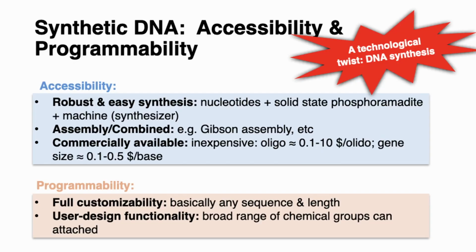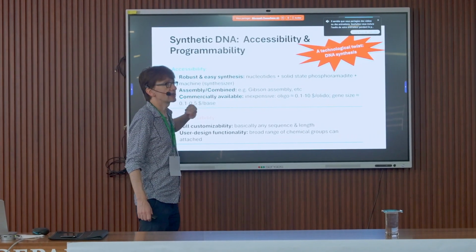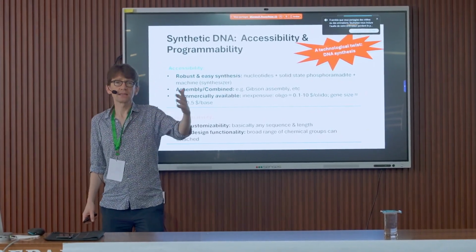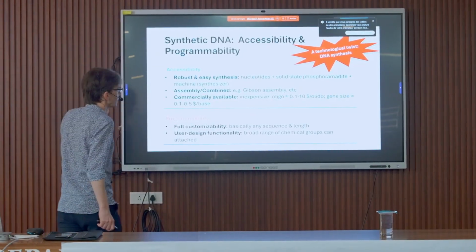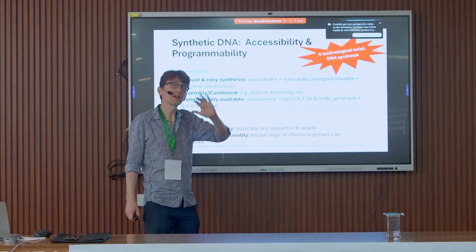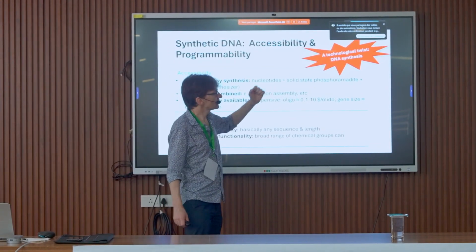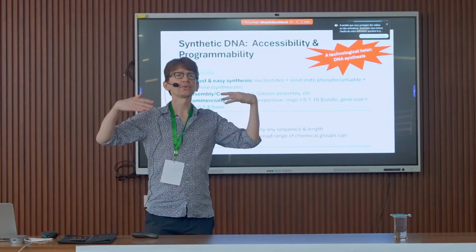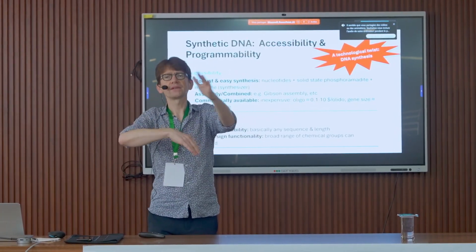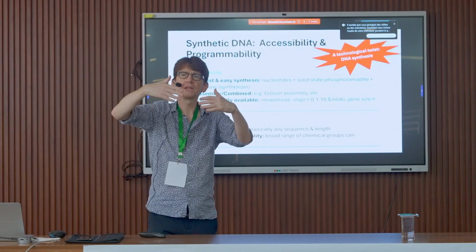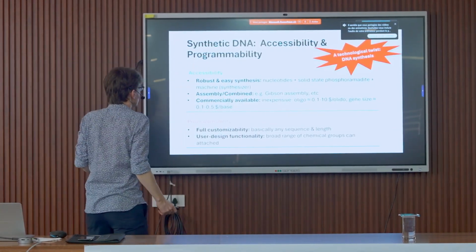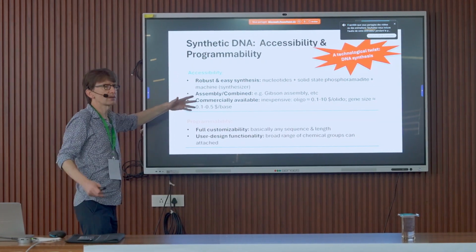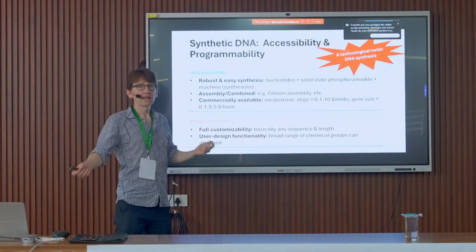So accessibility is because now we are lucky that there is technology available, and this technology is DNA synthesis, and we can synthesize DNA at any sequence we want by simply using synthesizers. These are machines, and you just provide nucleotides. It's based on solid-state phosphoramidite chemistry. Basically, you have a solid support, you put one nucleotide, you rinse, put another one, you rinse, put another one, and like that you can build any sequence you want. So you can really choose the sequence you want. And this is mainly for oligonucleotides, but you can also get long DNA by using assembly and combination.